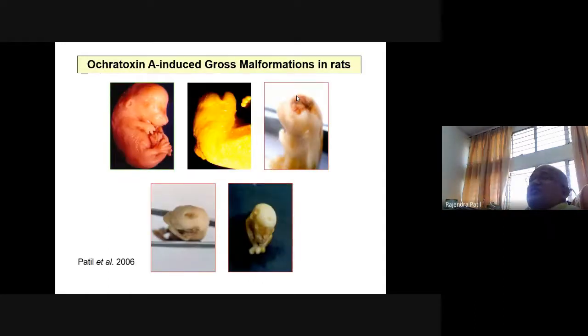Beside the teratogenicity, as I told, aflatoxins, citrinin, even fumonisin B1, these are teratogenic mycotoxins, and they will produce gross malformations, even the visceral malformations and the skeletal malformations. Those we can see when we experimentally produce them in pregnant animals by giving these mycotoxins in the diet. The pups or the fetuses will show the various anomalies.